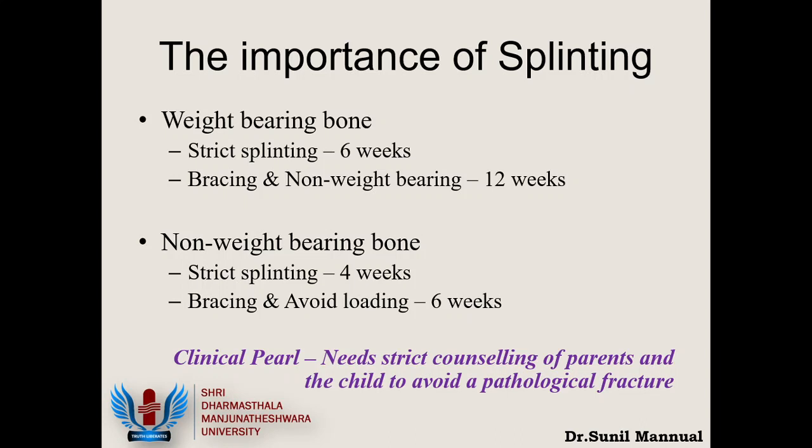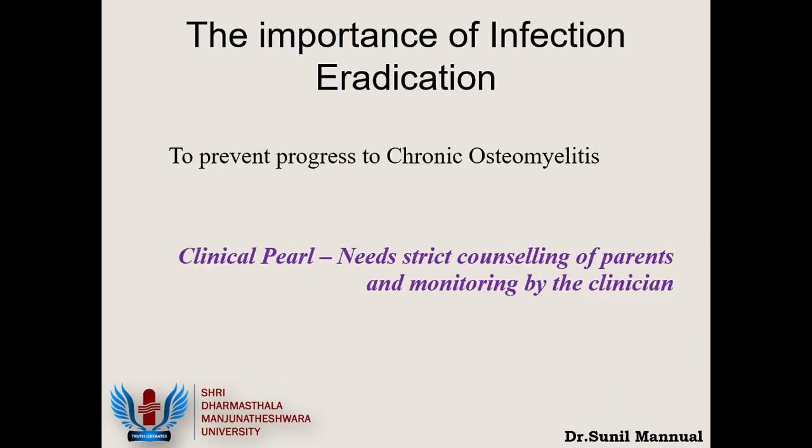The other thing is the importance of eradicating the infection. What we need to understand is that 90% or 95% of chronic osteomyelitis is because of inadequate treatment of acute osteomyelitis. So you ask the parents, do you want your child to go into chronic osteomyelitis of the tibia or of the femur? If the answer is no, then the infection that you have now, the acute osteomyelitis, has to be completely eradicated. And who is going to decide whether the infection is eradicated? It is not the parent or the child. It is the clinician who is going to determine that the infection is eradicated.